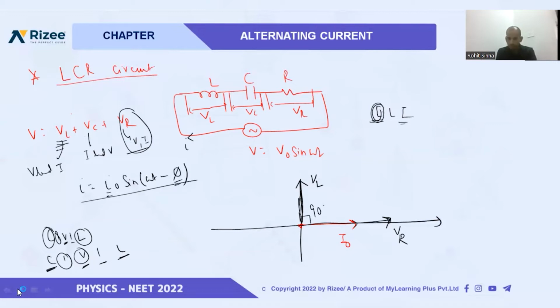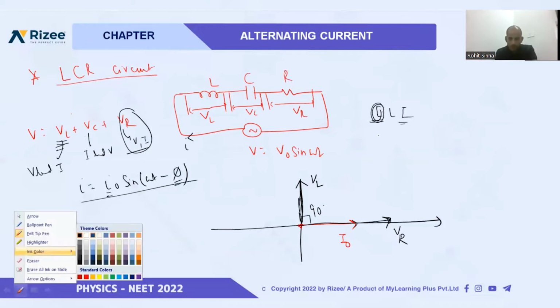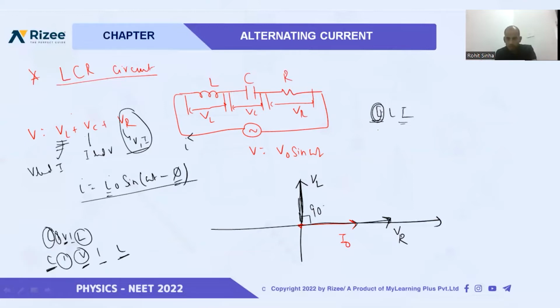Now, for the capacitor, what will happen? For the capacitor, using CIVIL also, current will lead voltage. That means current is here, and voltage should be in this direction, so that current is leading the voltage. I will write VC here. These are all three voltages of the components L, R, and C.